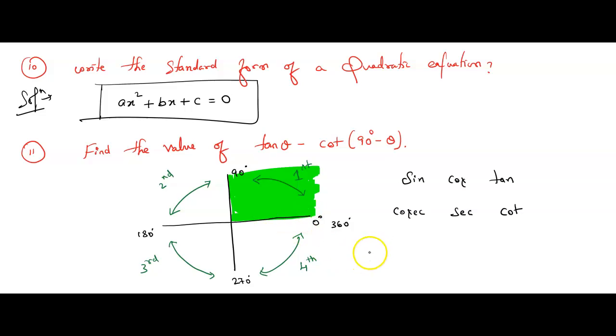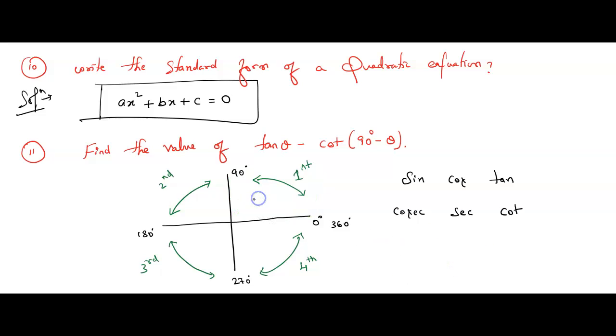It means the angle lies between 0 degree less than theta less than 90 degree. Understood? Theta means angle. The angle theta is lying between 0 to 90. That is the kind of problems we are solving.